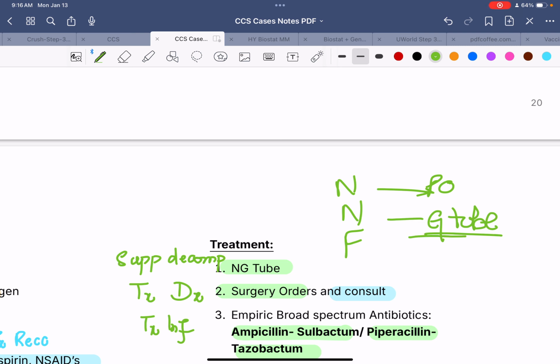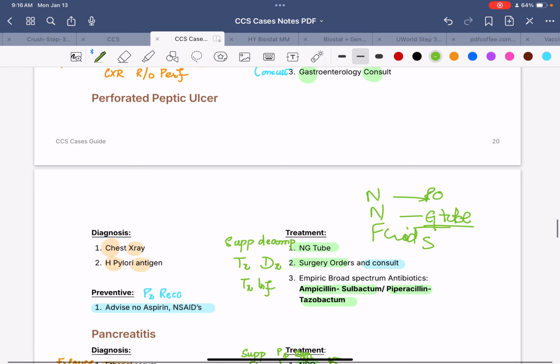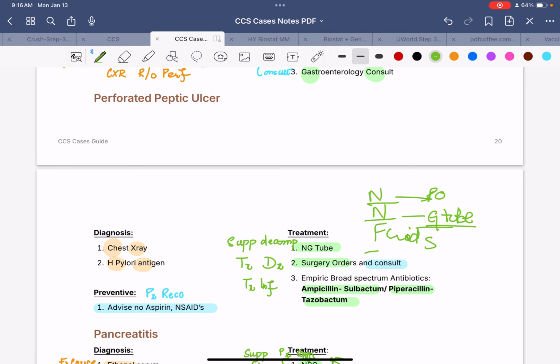So this is when the patient has to go for surgery and there is an acute abdominal cause, right? And then of course give the patient fluids, do a surgical consult. So this is NNF, that's the general mnemonic for an acute abdomen that is requiring surgery, and we will go through it in the other cases as well.